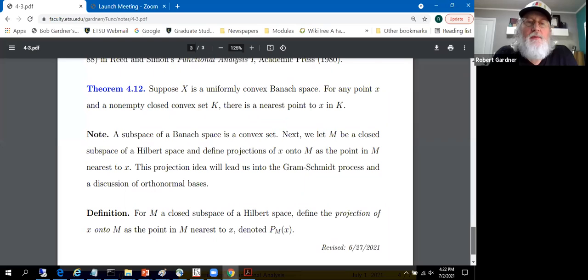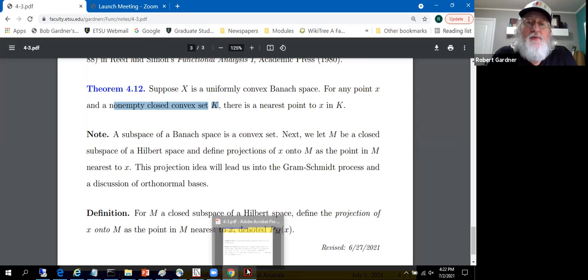Theorem 12, we return to the question about nearest points. We're going to be given X a uniformly convex Banach space, by the way, that'll include Hilbert spaces. For any point x and a non-empty closed convex set K, there's a nearest point to x in K. So here are the conditions we need to get that nearest point: uniformly convex, complete space, and we need to be dealing with a non-empty closed convex set. Then we'll get the nearest point behavior.